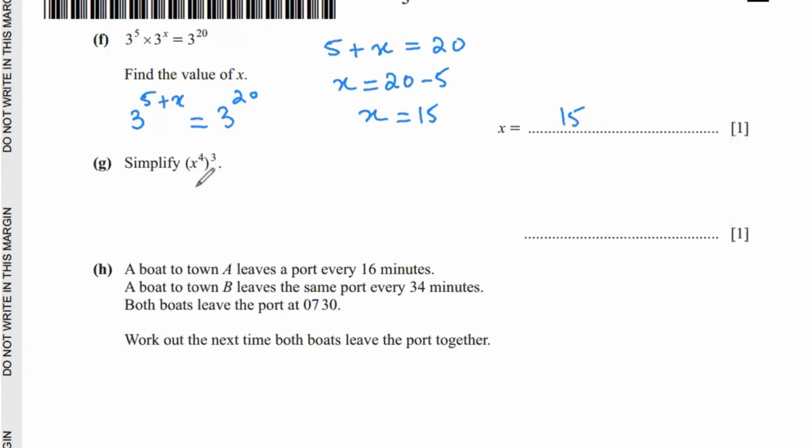Then it says simplify x to the power 4 whole power cube. So for this, it's like another rule of indices. Whenever there's a power inside the bracket and outside the bracket, you multiply the powers. So that's x to the power of 12. If similar bases are being multiplied, like in part F, you add the powers. If similar bases are being divided, you subtract the powers. And if there's a power inside the bracket and outside the bracket, the power outside the bracket gets multiplied with the power inside the bracket.